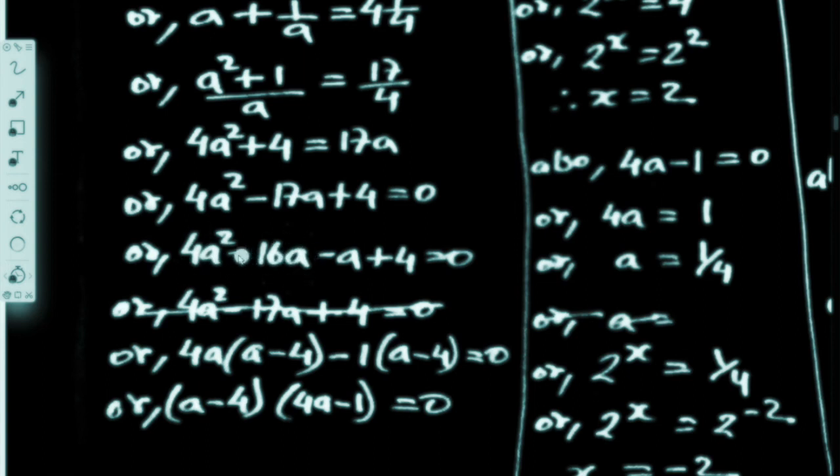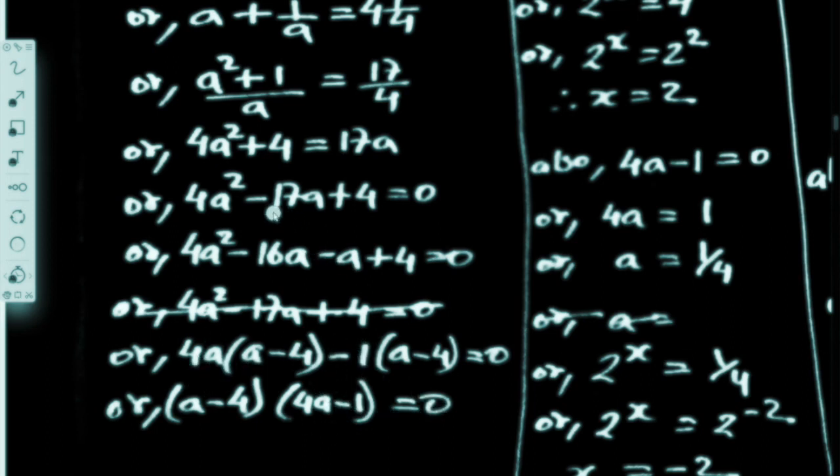Now we can easily take the common factor from these two and these two separately. From these two, we can take 4a as common, and a minus 4 is the remaining part. Again, minus 1 should be taken as common, and the remaining part is a minus 4. Here a minus 4 is similar, so it should be kept ahead. So a minus 4 and 4a minus 1 equals 0.